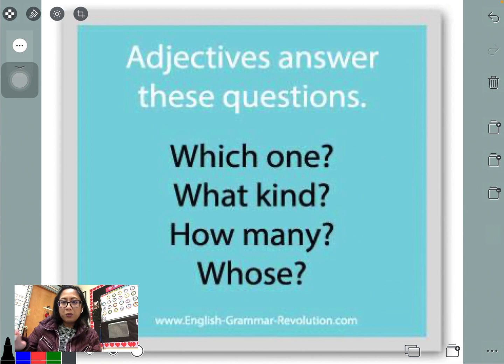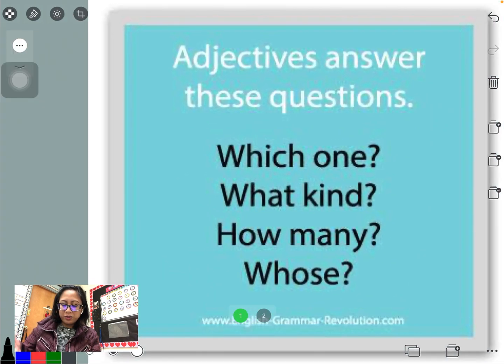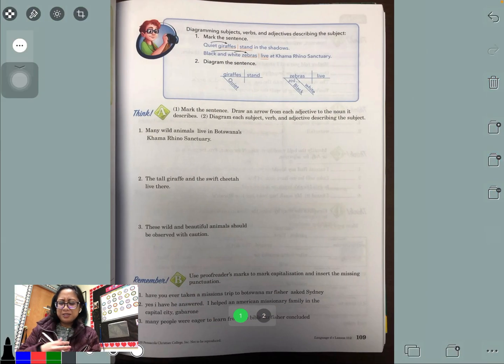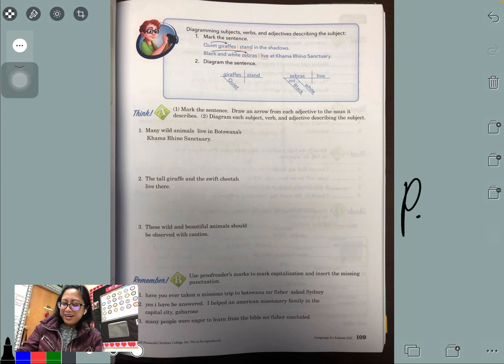Which one, what kind, how many, how much, whose. All right, so now we can take our language books to page 125. Oh, sorry, that was a mistake. 109. I'm thinking of the third graders because they're way in the 120s. Okay, so 109. I'll write it down. There you go. See? 109.